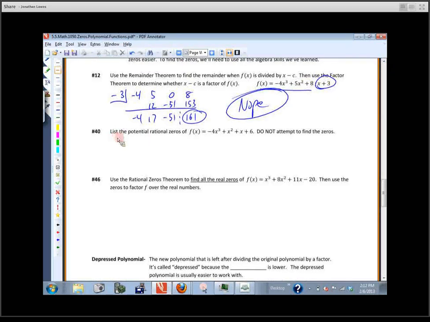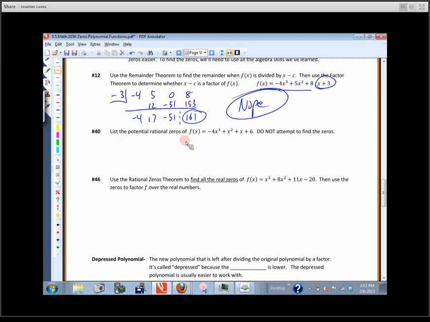List the potential rational zeros. Do not attempt to find the zeros. What problem is this like? The one we just did. The one we did up above.